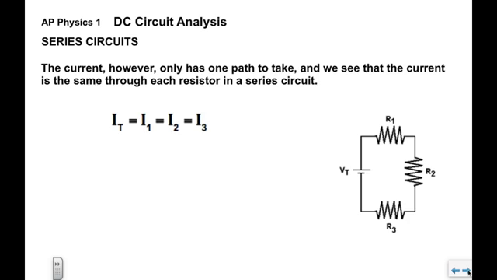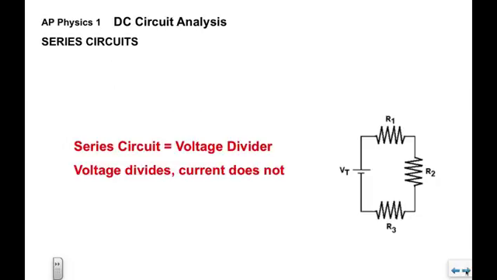Now the current, of course, only has one path to take, and we see that the current is the same through each resistor in the circuit. So whatever current is coming out of the battery here, the same current has to come back into the battery at the other end. So the same current, what we call I sub t, the total current supplied to the circuit, comes out of the battery, goes through R1, goes through R2, goes through R3, and then back into the battery. So in short, a series circuit is called a voltage divider because the voltage divides but the current does not.